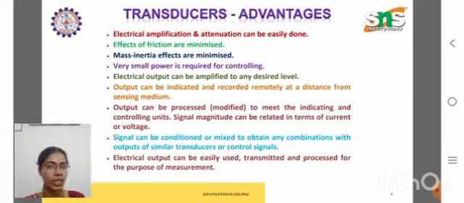Output can be processed, that is, modified to meet the indicating and controlling units. Signal magnitude can be related in terms of current or voltage. Signal can be conditioned or mixed to obtain any combination with outputs of similar transducers or control signals. Electrical output can be easily used, transmitted, and processed for the purpose of measurement. These are the basic advantages of the transducers.